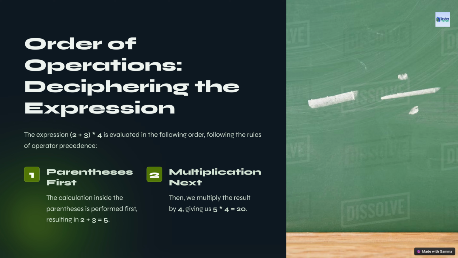Parentheses first. According to the order of operations in mathematics, calculations inside parentheses are performed first. So we calculate 2 + 3, which equals 5. Multiplication next. After evaluating the parentheses, we multiply that result by 4. Thus, 5 * 4 is equal to 20. Therefore, when this line executes, it outputs 20 to the console.